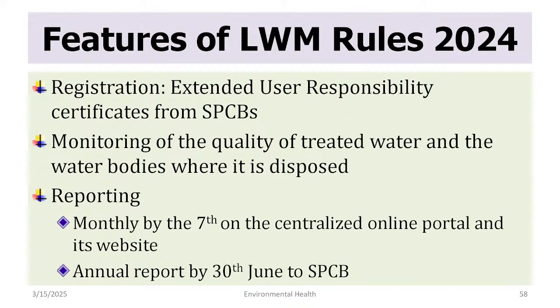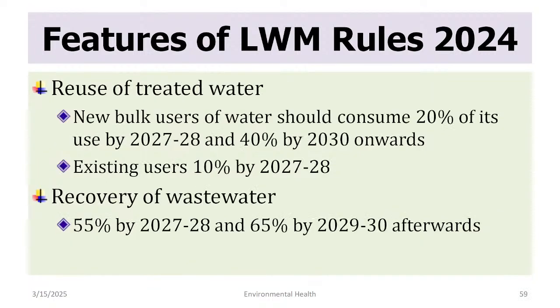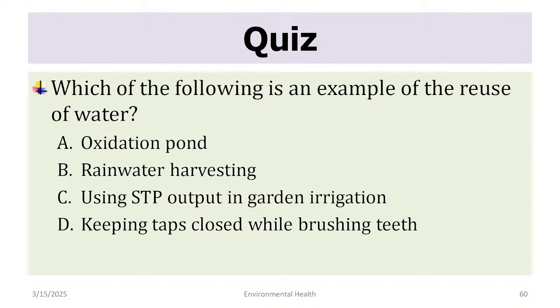There is a concept of registration, then monitoring, reporting. By 7th every month, and by 30th every year, जो अभी just बात किया था. How reuse should be done. So 20% of total water reuse by 2027-28, 40% by 2030. For existing users, only 10%. Recovery कैसे होगा? All these guidelines are mentioned in that one, right?